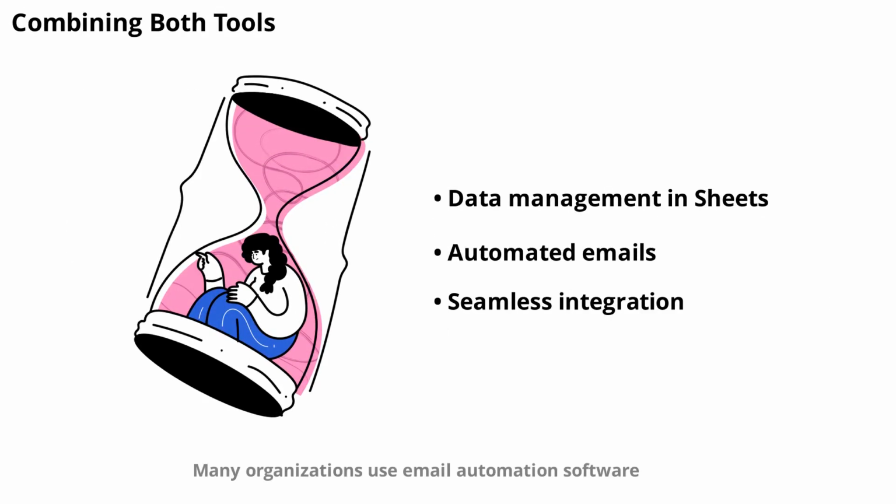Many organizations use email automation software and Google Sheets together for maximum efficiency. For example, Sheets can manage contact lists and campaign data, while email automation handles the actual sending and tracking of emails. Integrations and scripts can connect the two, allowing for seamless data flow and automated workflows. This combination leverages the strengths of both tools.